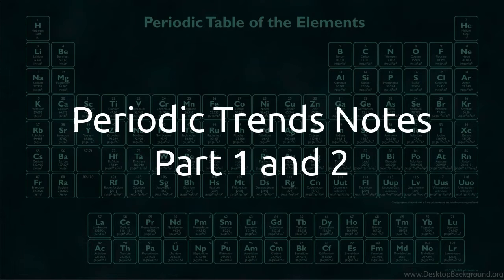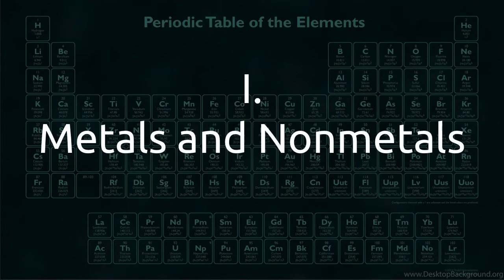We are here to talk about our periodic trends, parts 1 and 2. Today in class, you got some background information on the periodic table and started to get a little bit more familiar with it. The purpose of this video is we're going to go through two trends. Part 1 is on metals and nonmetals, so your notes should already be set up and we're ready to go.